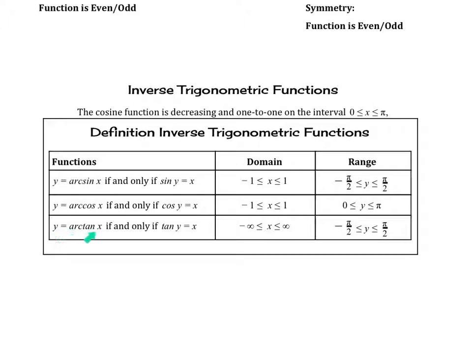For this one, y equals arctangent of x. That's if and only if tan of y equals x. So the domain for x is -infinity to infinity. And then the range for this one is negative pi over 2 to pi over 2.